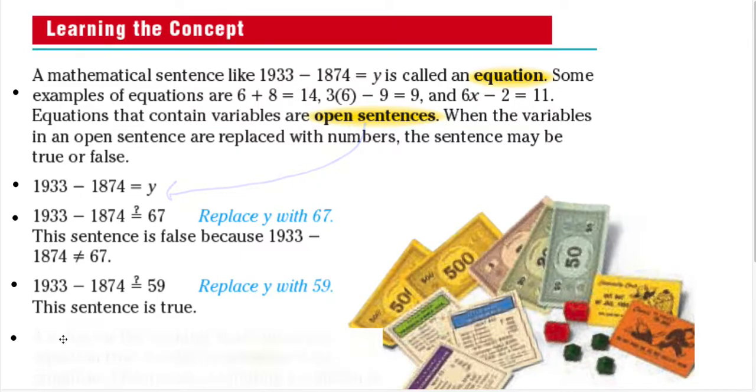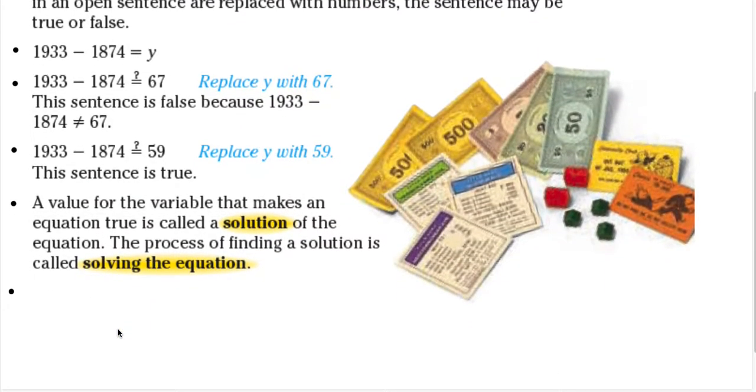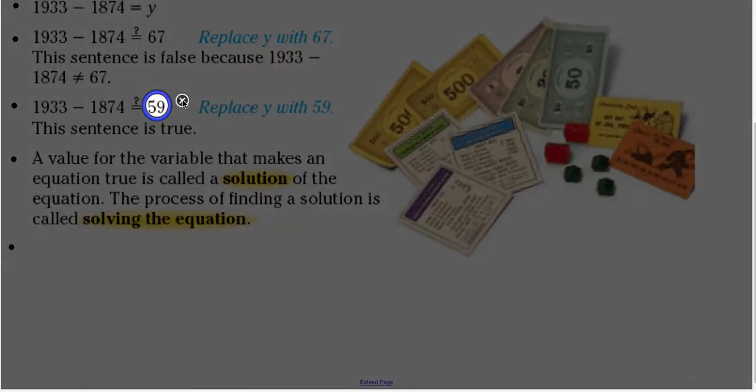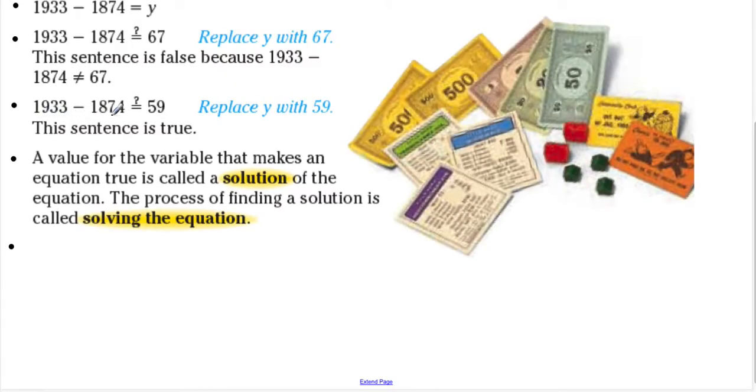Next, more definitions. A value of the variable that makes the equation true is called a solution of the equation. The process of finding the solution is called solving the equation. So when you talk about the solution, this is our solution, 59, because this makes our equation true. The process of finding the number 59 is what we call solving the equation. That is the process behind finding the value of the variable. Let's take a look at example 1 and see how this works.